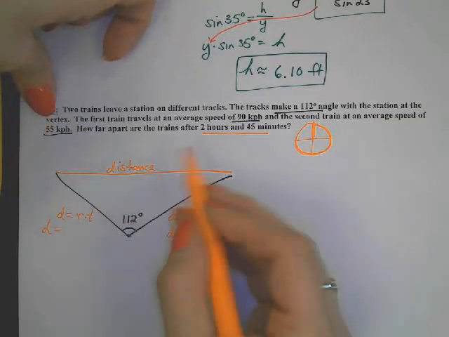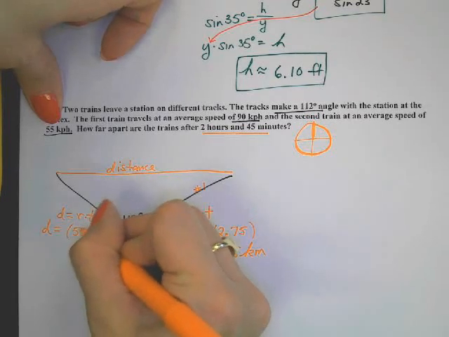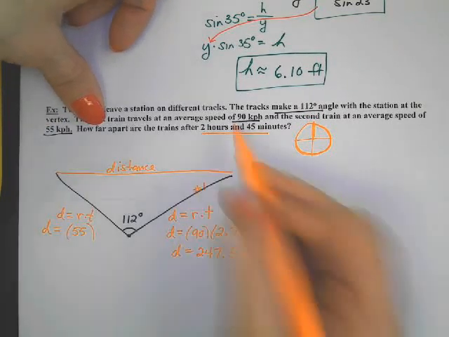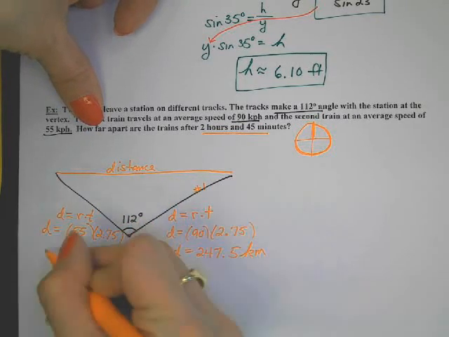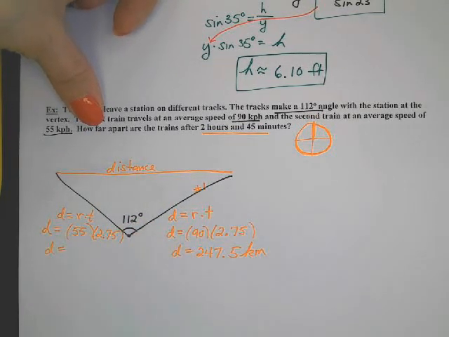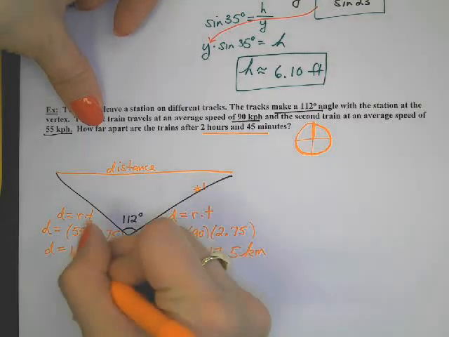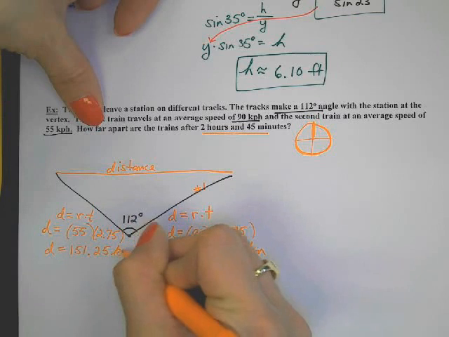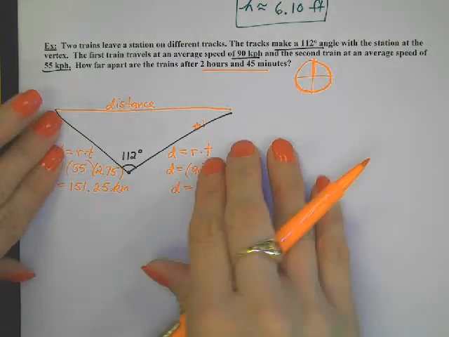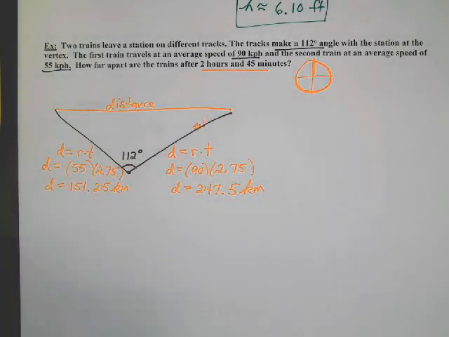All right, we're going to have to do it over here again. Distance equals rate. The speed of that train is 55. His time is also 2 hours and 45 minutes. That's 2.75. So his distance is 151.25 kilometers. Okay, since we have kilometers, I can now find the distance in terms of kilometers.